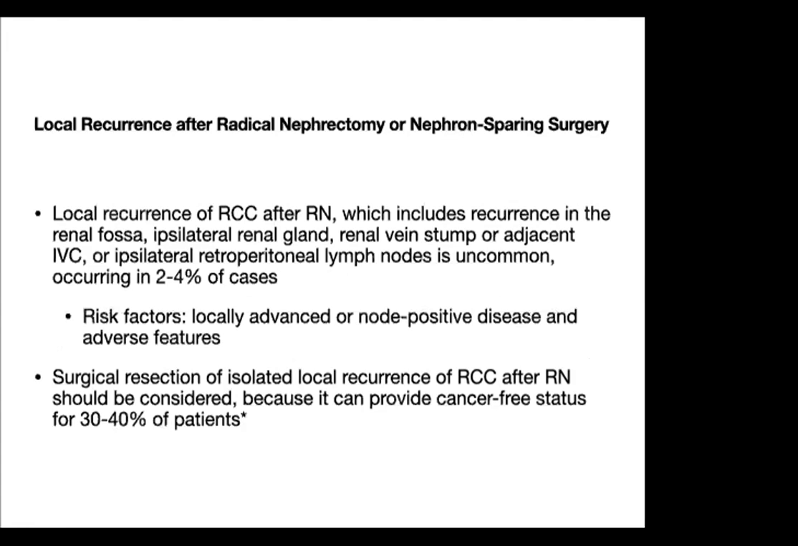For your local recurrence after radical nephrectomy or nephron-sparing surgery, which includes recurrence in the renal fossa, ipsilateral adrenal gland, renal vein stump, or adjacent IVC, or ipsilateral retroperitoneal lymph nodes, it is uncommon and occurs in only 2 to 4% of cases. The risk factors for these are locally advanced or node-positive disease and adverse features. Surgical resection of isolated recurrence of RCC after radical nephrectomy should be considered, as it can provide cancer-free status for patients in 30 to 40% of cases. However, complete resection of abdominal recurrence after surgery is a formidable task because the natural tissue barriers are no longer present.